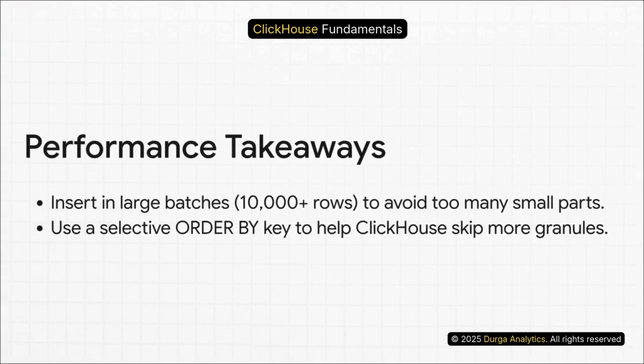And this all leaves us with two very clear, actionable rules for building a high-performance system. Number one, always insert your data in large batches. Think 10,000 rows or more as a good starting point. This prevents creating tons of tiny parts and reduces the work the background merge process has to do. And number two, choose your table's order by key very, very carefully. This is your primary key, and the more selective it is, the more granules your queries can skip, which leads to massive performance gains.